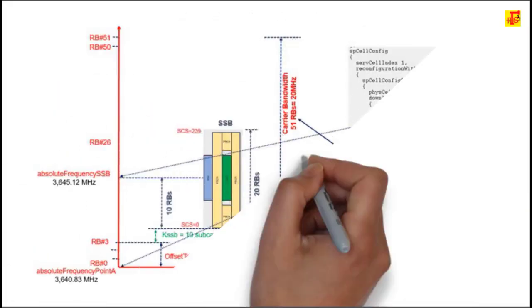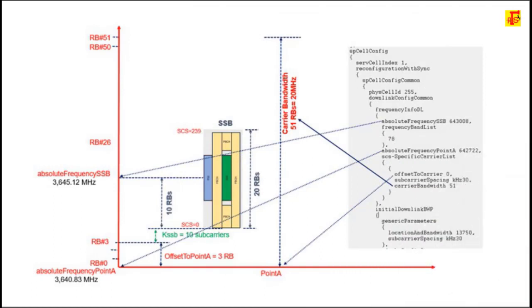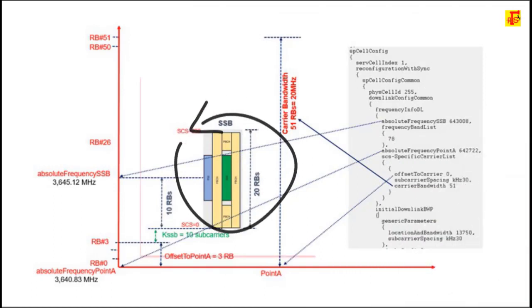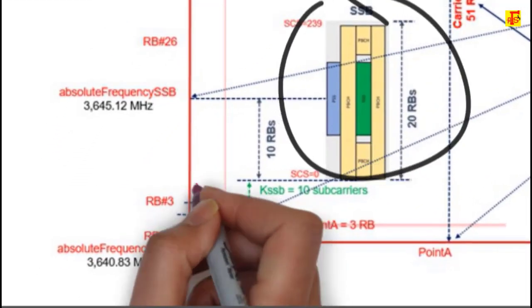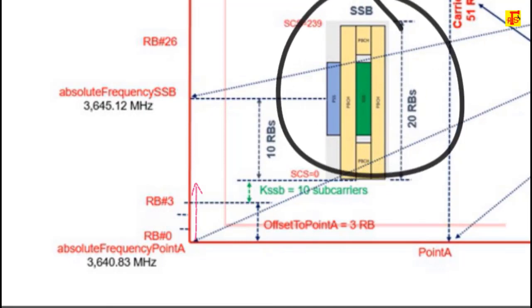The intention of this video is how you know where the SSB is actually located on the carrier bandwidth of 51 RB, and what is the position from absolute frequency point A.